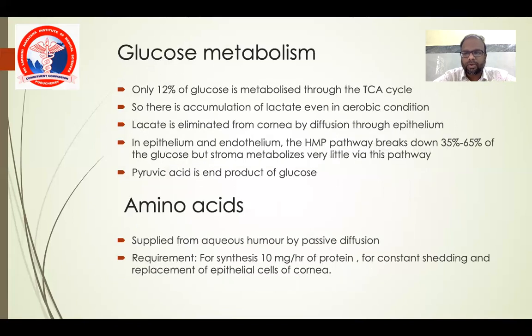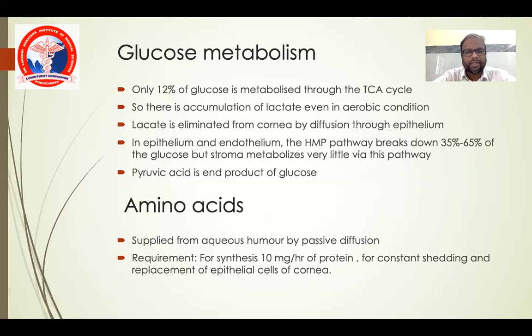Now, coming to the glucose metabolism in detail, of the entire amount of glucose that is available to the cornea, only 12% is metabolized through the tricarboxylic acid cycle. That is, only 12% is metabolized, and there is a generation of 36 molecules of adenosine triphosphate. Okay, so the major metabolic pathway of the cornea is the anaerobic cycle. In the anaerobic cycle, as we said, there is generation of only two molecules of adenosine triphosphate along with lactic acid as an end product.